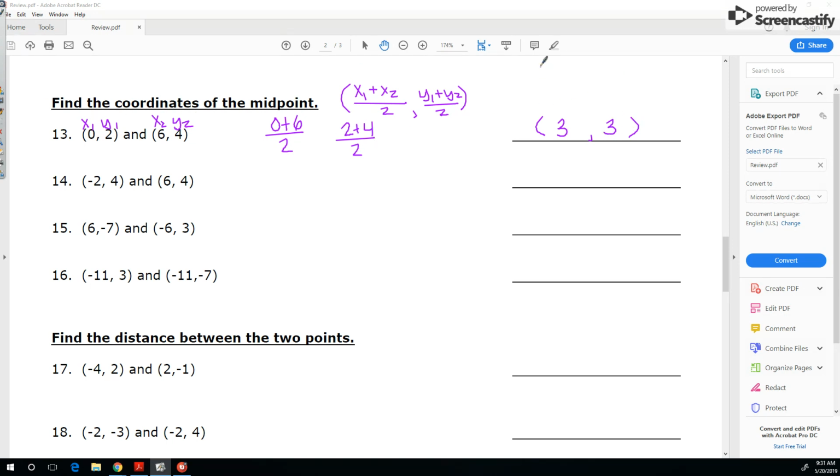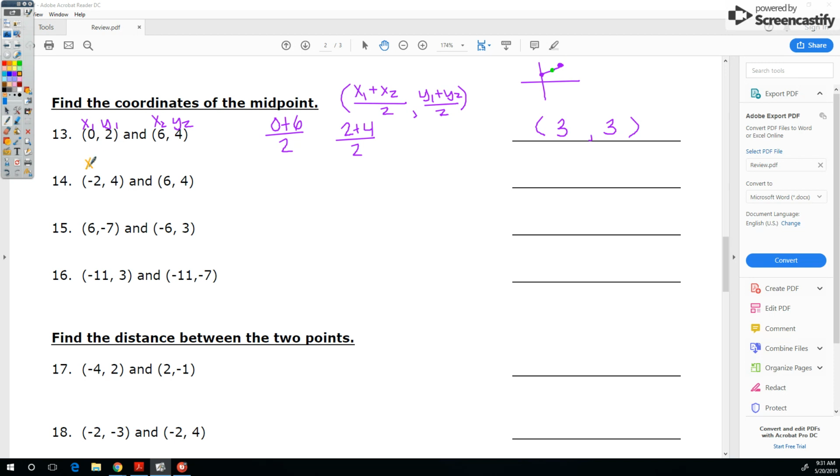If I think about a graph, (0, 2) is about right here, and (6, 4) is about right there. So the middle point of that line, (3, 3), is just right in the middle.